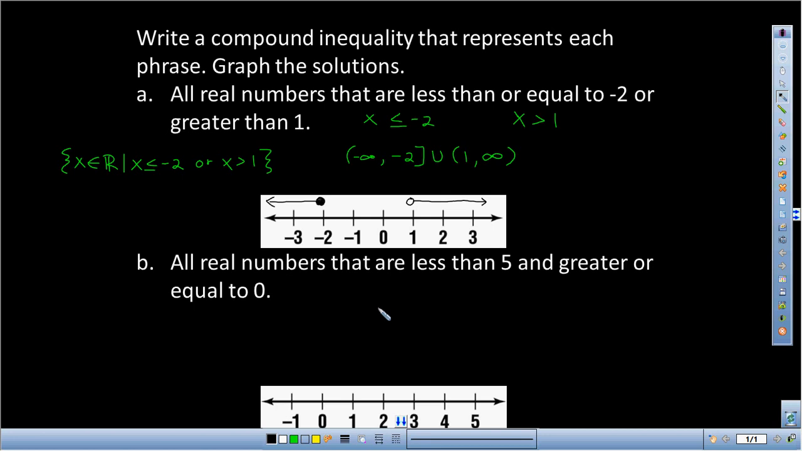Take a look at part B. We have all real numbers that are less than 5 and greater than or equal to 0. So less than 5 means that x is smaller than 5, so any number less than 5, and x is any number that's greater than or equal to 0.